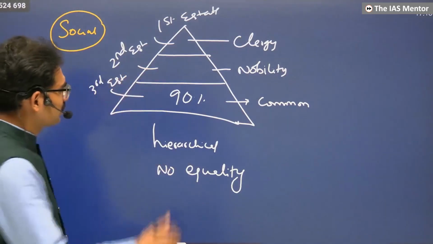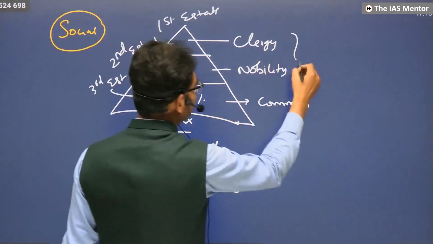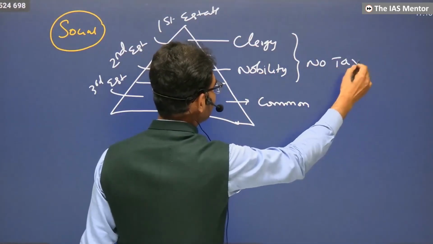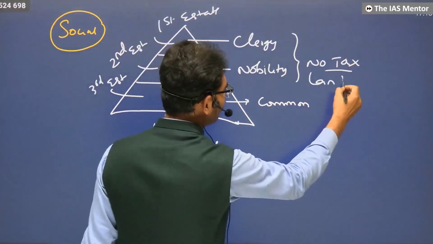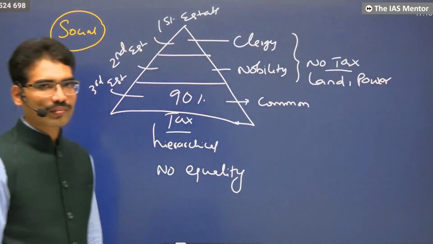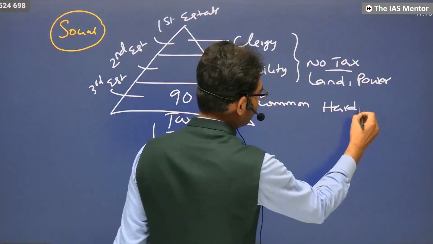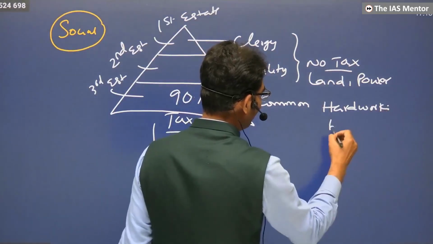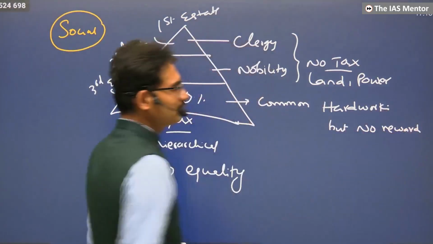Third estate, all the people who are paying the taxes. But first two estates, no tax, tax exemption. But who is having the land? They only. Who is having the power? They only. Hard-working people, but no reward. Hard-working, but no reward. When time comes, they are going to revolt.